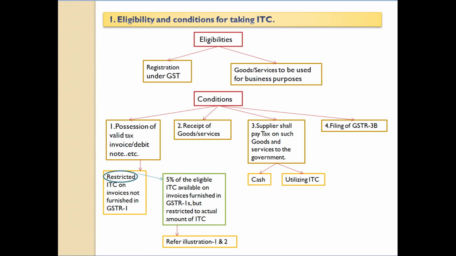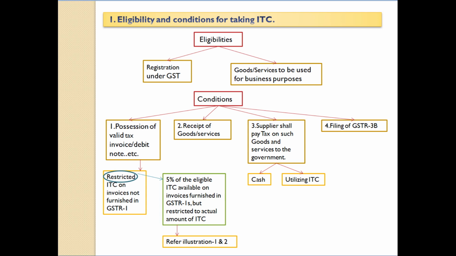But if the amount of 5% is greater than the actual ITC of the non-furnished invoice, then it is restricted to the actual amount. If you want more clarification on this point, please refer to illustrations 1 and 2 for better understanding. And the second condition is the registered person must have received the goods or services. And the third condition is the supplier must pay the tax which is charged on the goods and services on which the ITC is taken by him, and the payment may be done either by cash or by utilizing the input tax credit in the credit ledger.